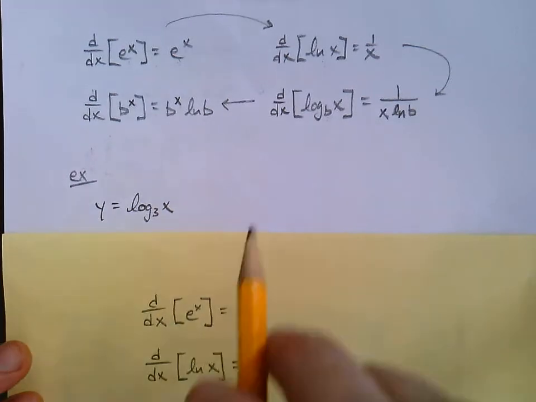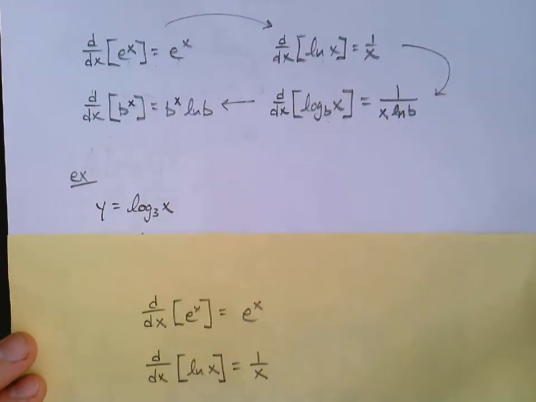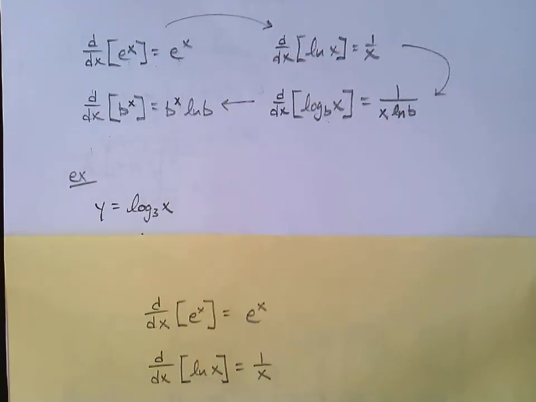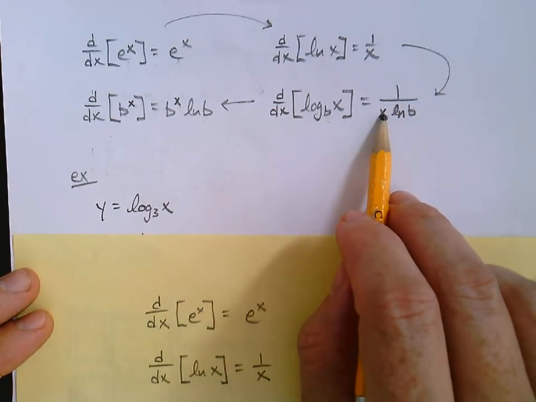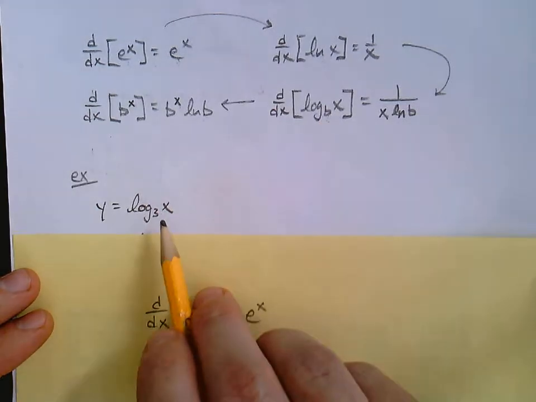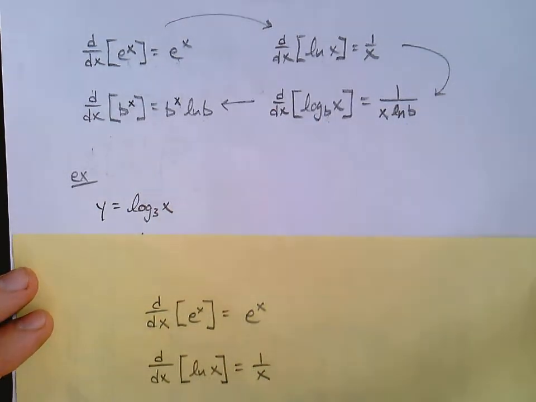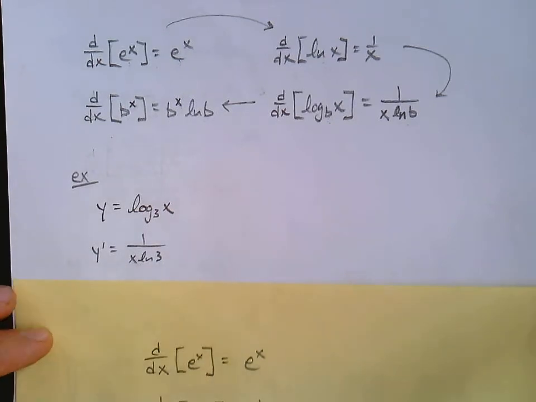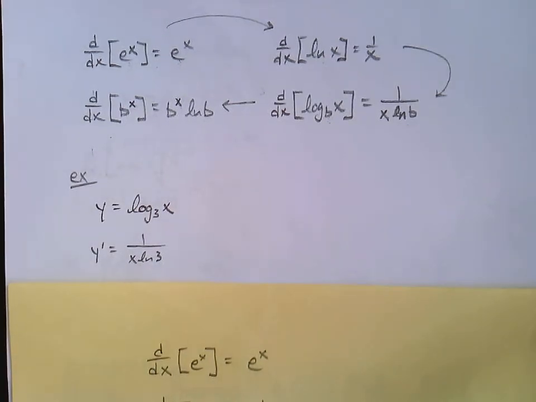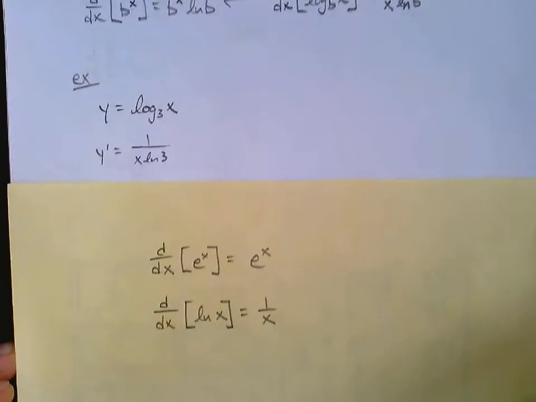Let's do one of this style here. Let's go with y equals the log of x with base 3. And we're just going to follow the pattern. Okay, it's 1 over x, and then I see a 3 there, so natural log of 3. Y prime, 1 over x times the natural log of 3. And there you go.